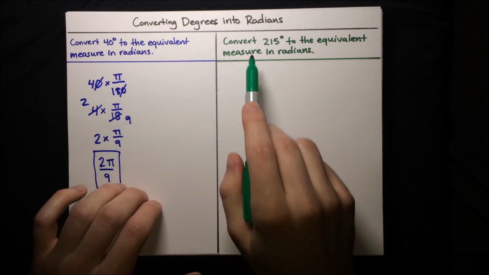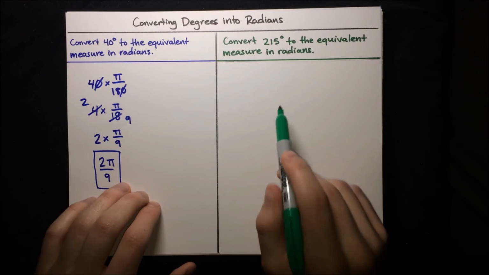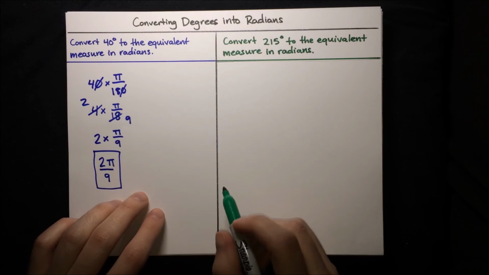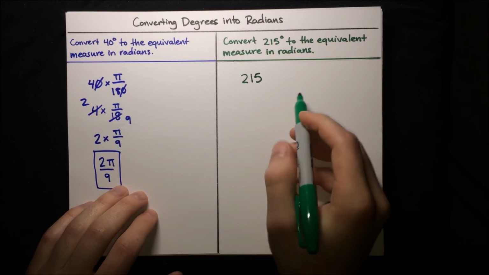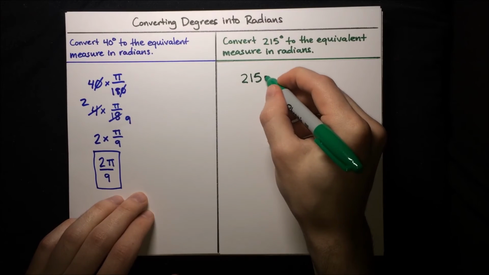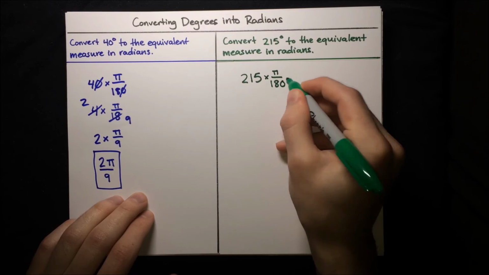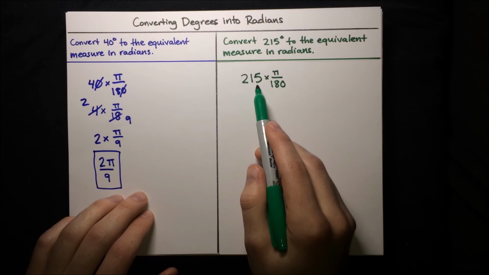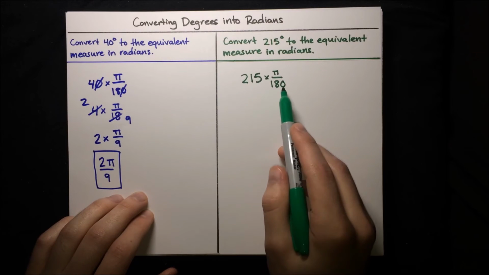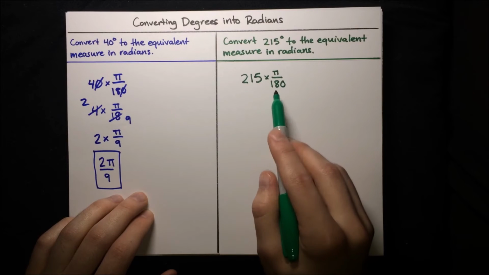Okay, next problem, convert 215 degrees to the equivalent measure in radians. This is going to be the same process as before. We're just going to take that number, 215 degrees, and multiply it by the conversion factor. Multiply it by pi over 180, and then we just have to simplify it a bit. There's not a 0 in this number anymore, but there's a 5, so we could divide both 215 and 180 by 5. That's one possibility.